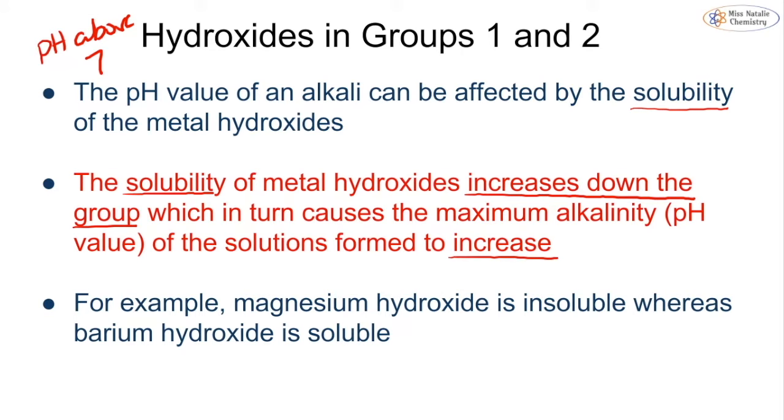So as you go down groups 1 and 2, you're going to see much stronger alkalis being formed than you would at the top. So for example, magnesium hydroxide is insoluble, so we're not actually going to make an alkali, but barium hydroxide is soluble, so we will make an alkali, and that has a fairly high pH. We see a similar sort of trend for group 1, where sodium and potassium give varying degrees of alkalinity because of this solubility trend. So our solubility is going to increase down the group. You have to know the trends. That is the most important part.